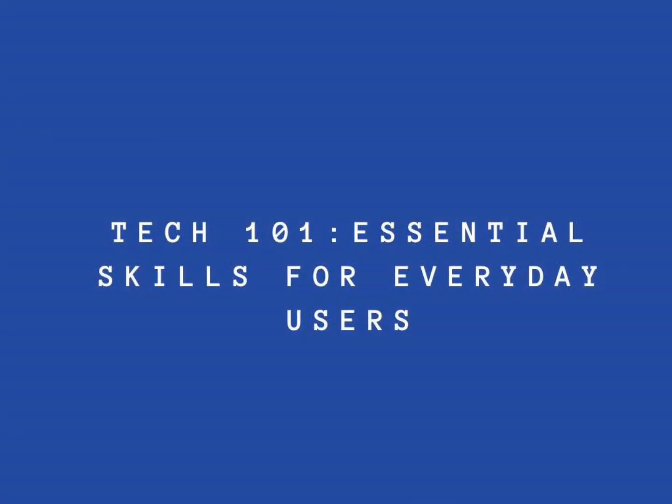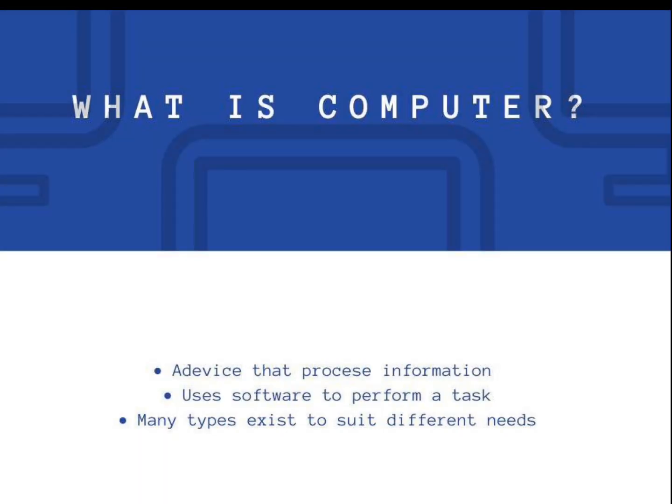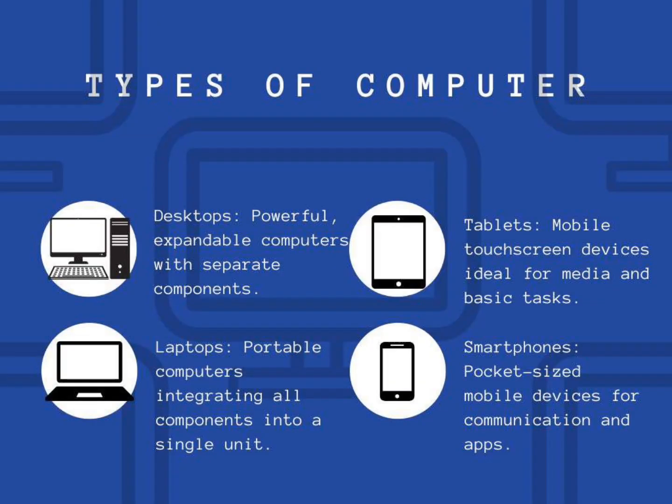Tech 101: Essential Skills for Everyday Users. What is a computer? A device that processes information, uses software to perform a task, and many types exist to suit different needs. Now let's discuss the types of computers.